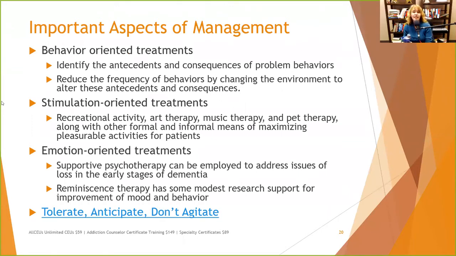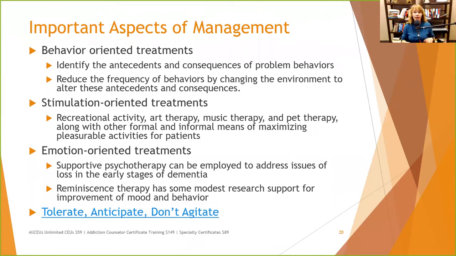Behavior-oriented treatments identify the antecedents and consequences of problem behaviors and reduce the frequency of behaviors by changing the environment to alter those antecedents and consequences. We look around, we figure out what's agitating this person and how can we change that, or what prompted this outburst and how can we address that. Maybe it's loud music, or somebody changes the channel, or it could be somebody sat in their chair. Whatever it is for that person, we need to figure out ways we might be able to intervene.